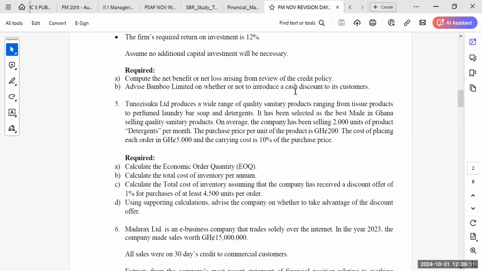Okay. What is your holding cost? 10% of purchase price. And that will give us what? That will give us 20. What is your annual demand? 24,000. Okay. Multiply by 2, multiply by 5,000, 500, divided by 20. Okay, so let's go with that.